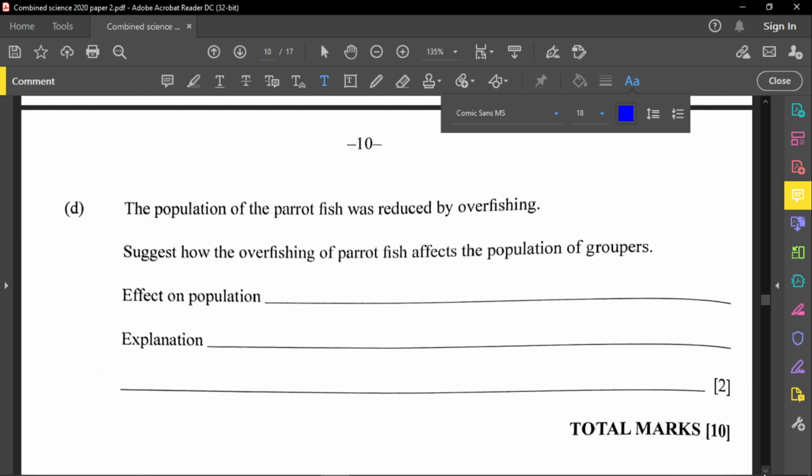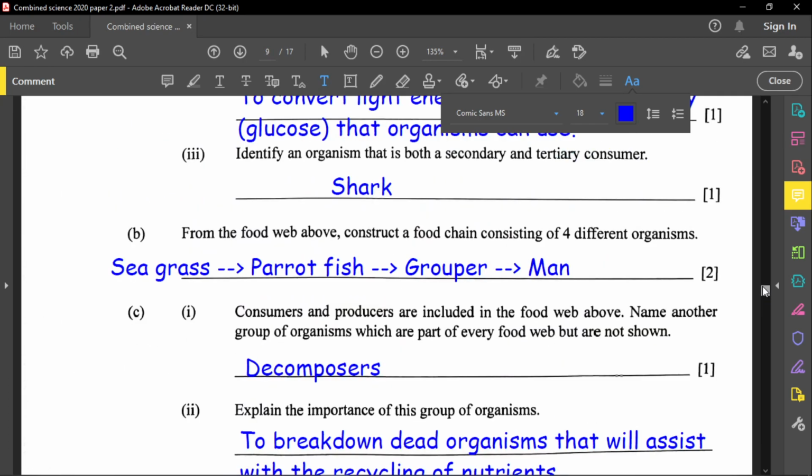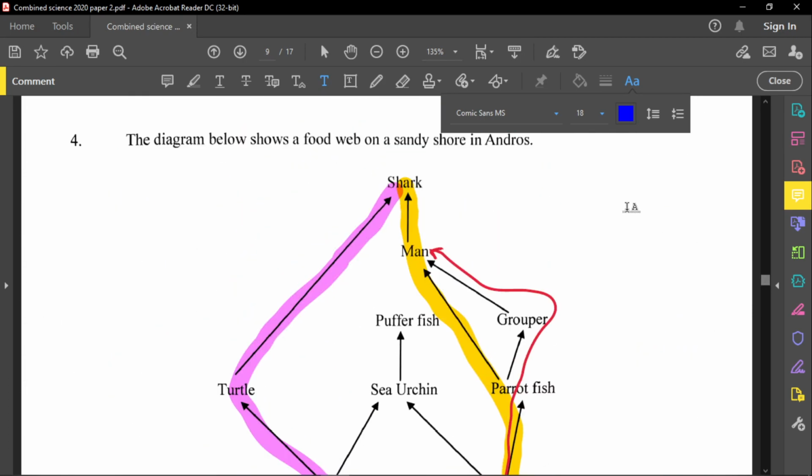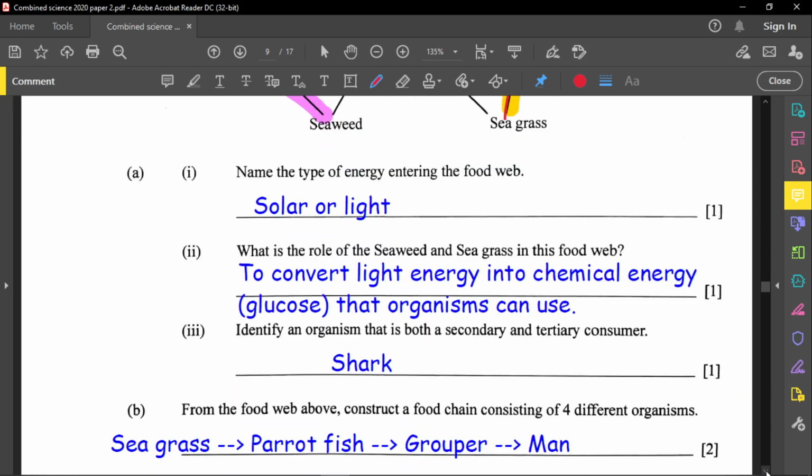So part D now is that the population of parrotfish was reduced by overfishing. Now it says suggest how the overfishing of parrotfish affects the population of groupers. And then it says the effects right there and then explanation. So let's see what's happening between the parrotfish and the grouper. So again, they take out a lot of parrotfish. So parrotfish is gone. Let's make an X through that. So parrotfish now they are gone. So grouper has nothing to eat. So therefore the grouper population must decrease. Okay, so that's what's going to happen there.